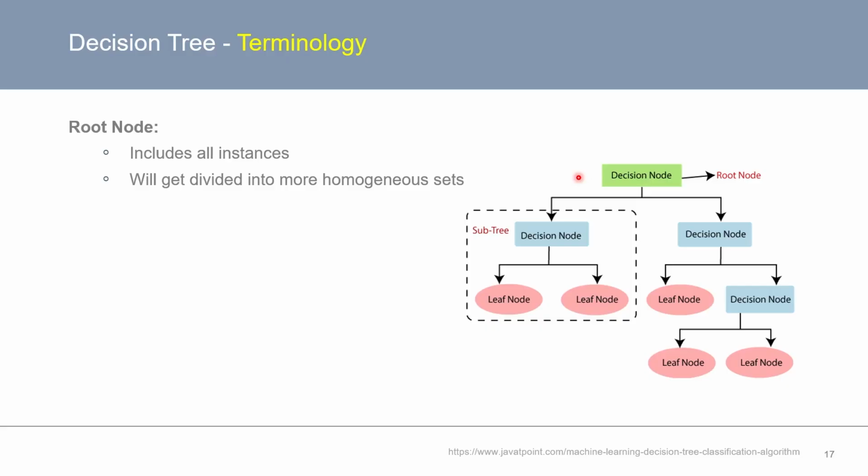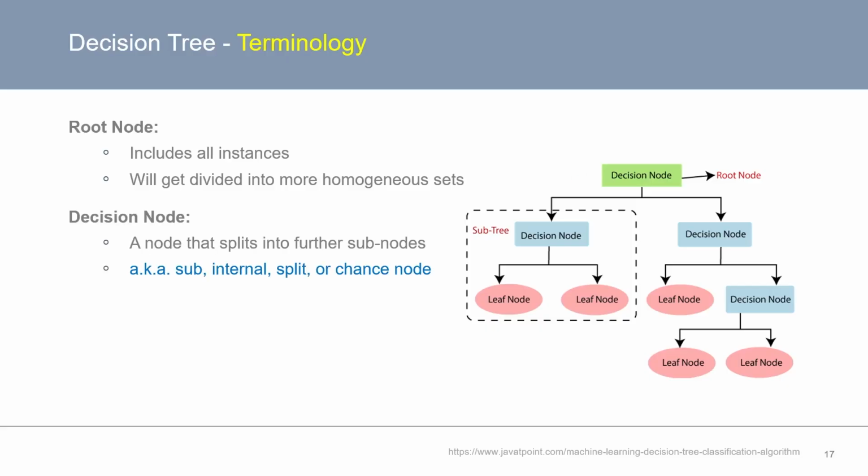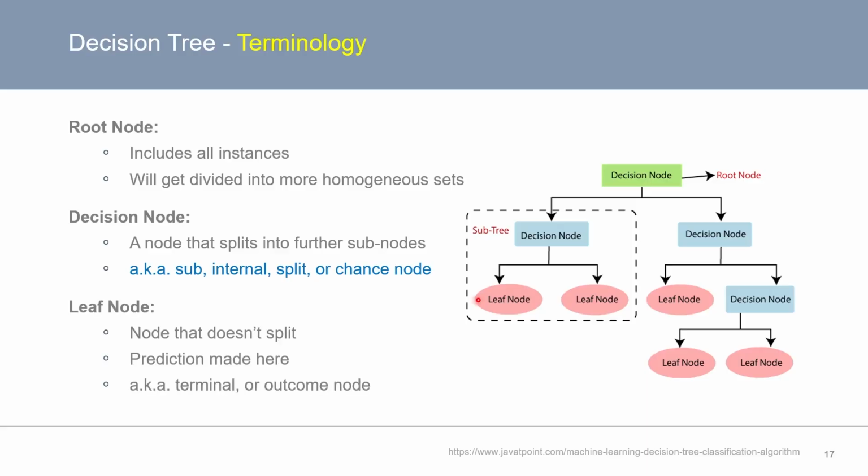Below this root node, instances will subsequently get divided into sets, ideally with a more homogeneous outcome. Next, we have the term decision node. This refers to a node, including the root node, that splits into further subnodes below it. Decision nodes are also referred to as sub, internal, split, or chance nodes. We also have the term leaf node, which refers to any node that doesn't split any further. These are also the points at which the outcome predictions are made on instances using the tree as a model. Leaf nodes are also referred to as terminal or outcome nodes.